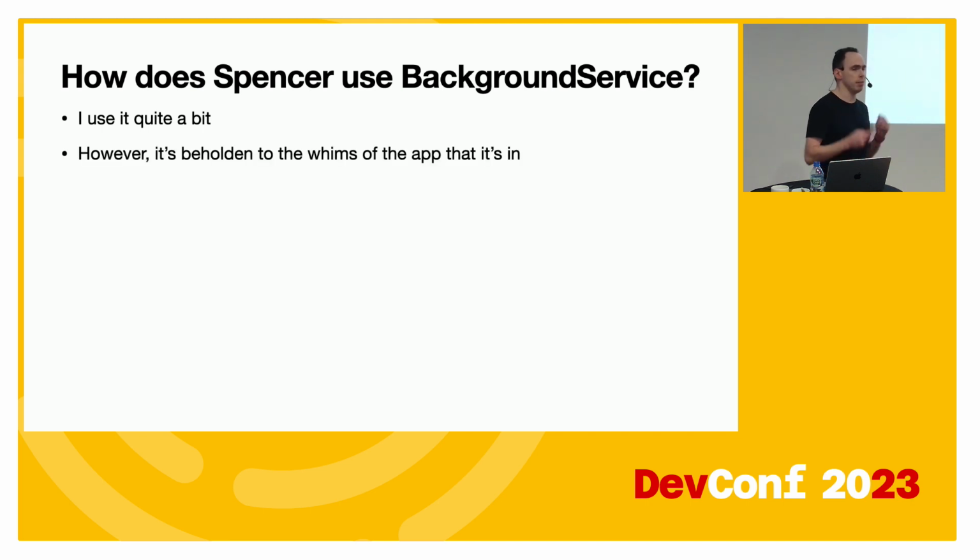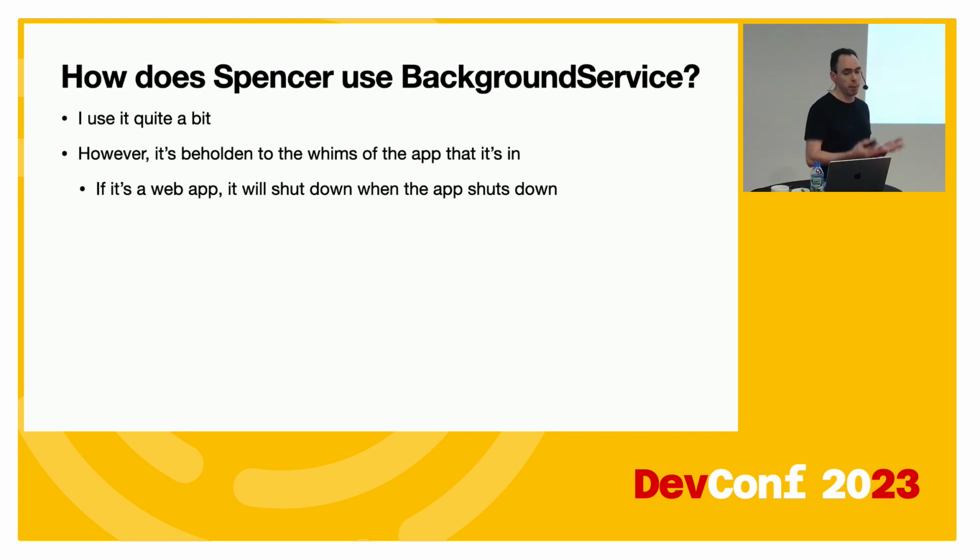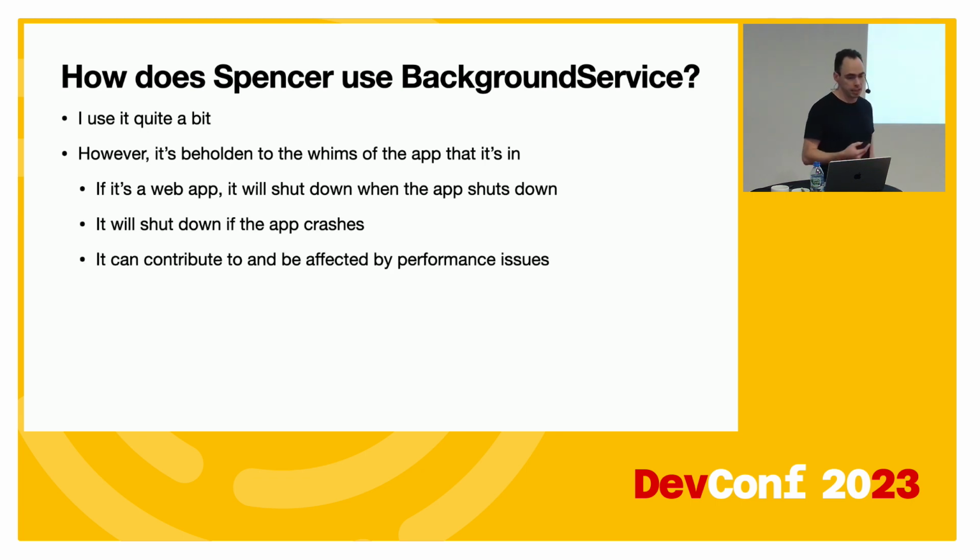And that's the greater point that I want to make: it is beholden to the whims of the app that contains and owns that background service. Because if it's a web app, it will shut down when the app shuts down. Pretty simple. It'll shut down if the app crashes. Of course, that makes good sense. It can contribute to and be affected by performance issues. Contribute to if you're doing a lot of CPU-intensive work inside of that background service.